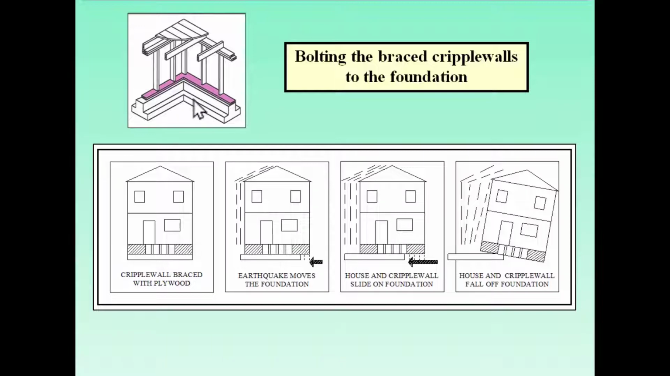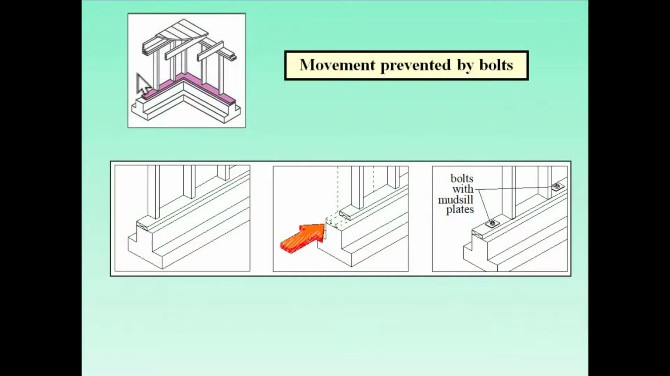Now if we don't do that, let me show you what happens. So this crosshatch right here, that's a piece of plywood to make sure the cripple wall doesn't collapse. Now what happens is the earthquake happens, it starts to shake back and forth, it starts to slide off the foundation, shakes a little more, it starts to slide off even more, and eventually the whole thing slides off the foundation simply because it didn't have any bolts to attach the plywood and cripple wall to the foundation.